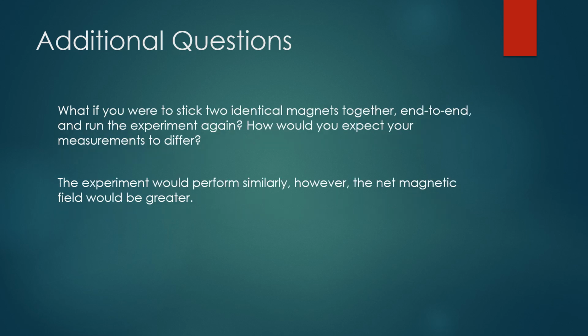Another question was, what if you were to stick two identical magnets together end to end and run the experiment again? How would you expect your measurements to differ? The experiment would perform similarly, but the net magnetic field would be greater.